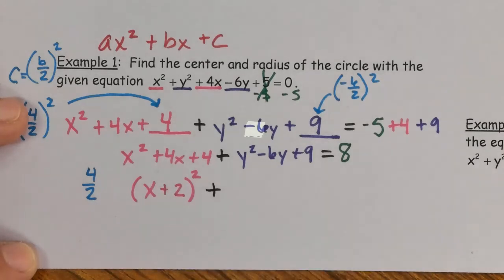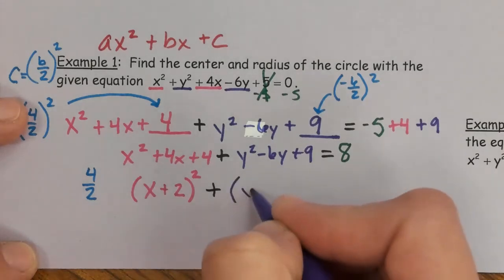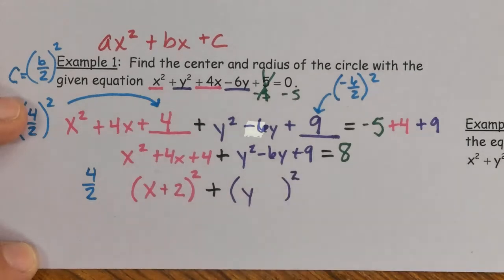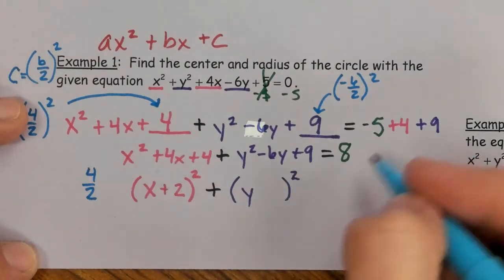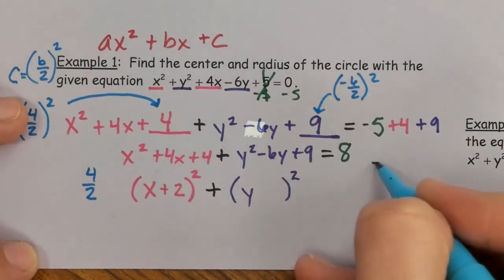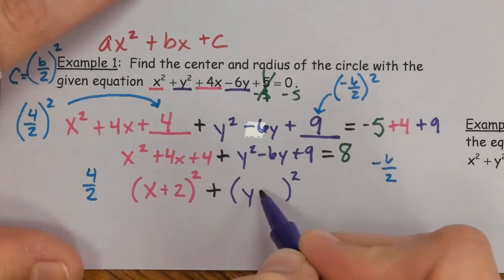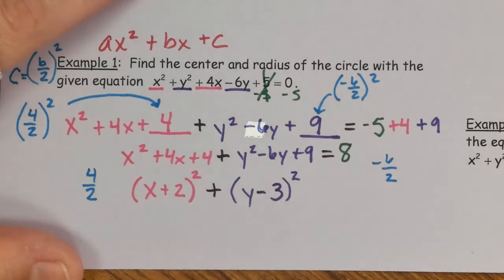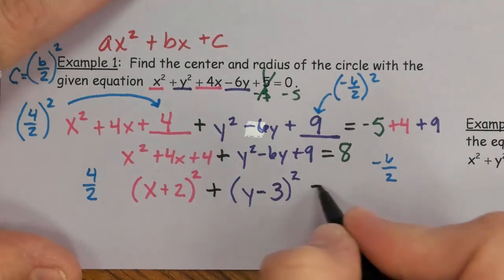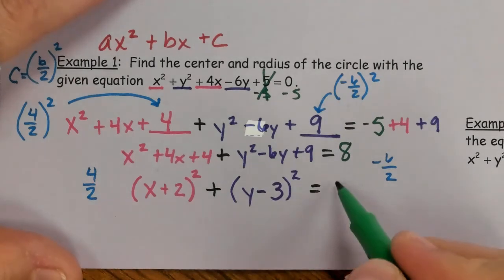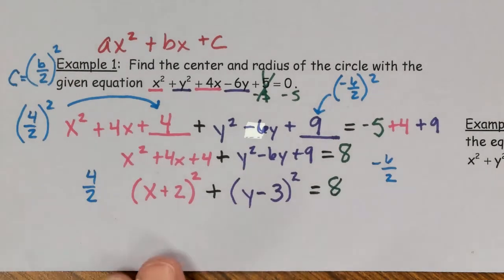Then we move over to the y's and we do the exact same thing. Here we have a negative 6, so when we take the negative 6 and divide it by 2, we're going to wind up with a negative 3, making this a minus 3. And we set that all equal to that 8. We have now created our standard form of the circle's equation.